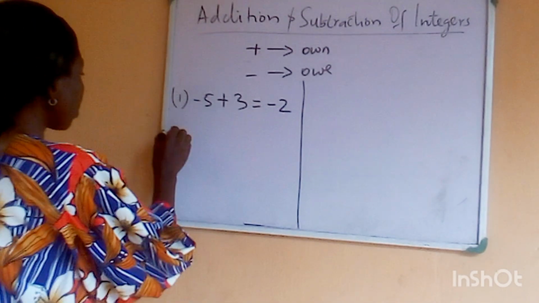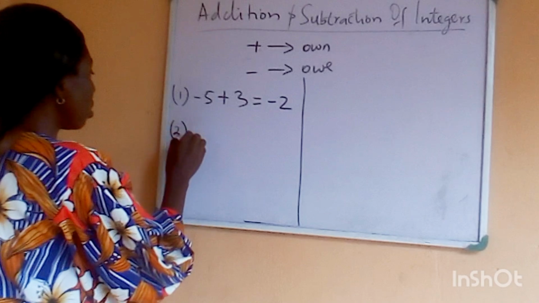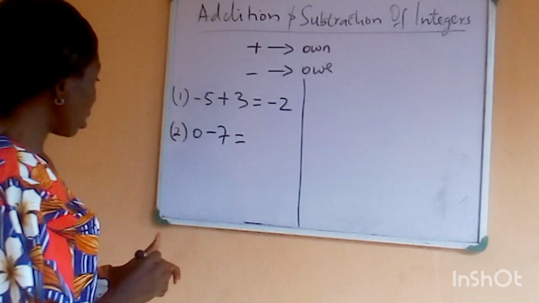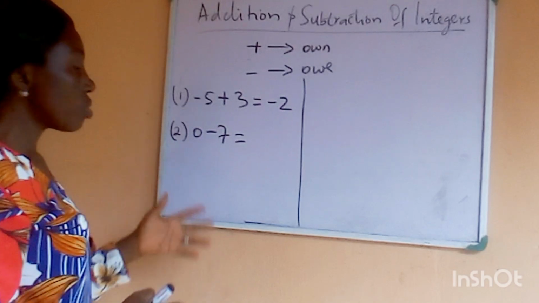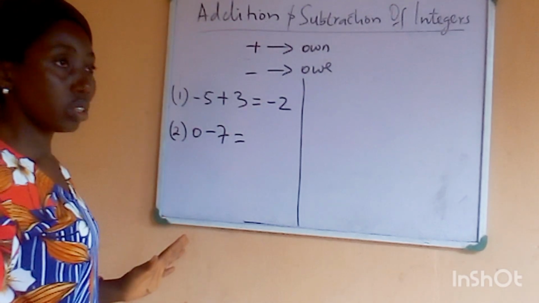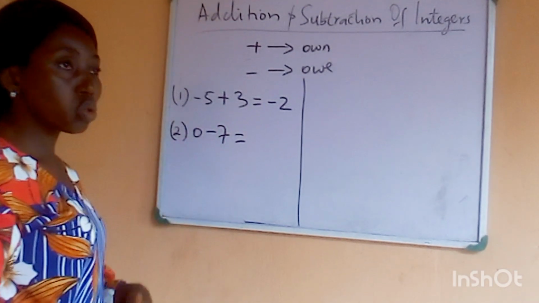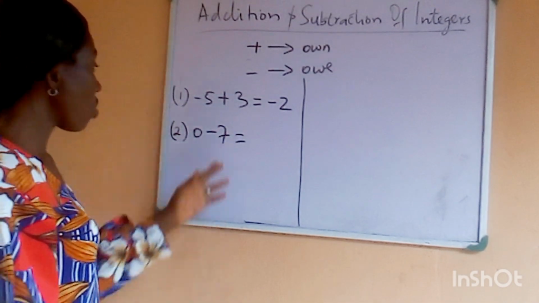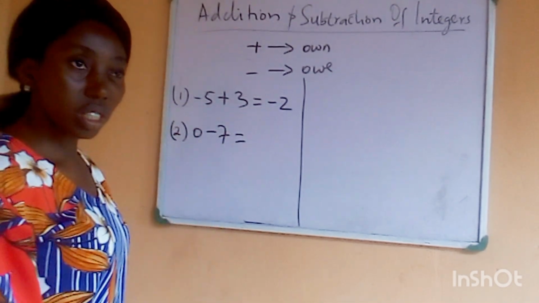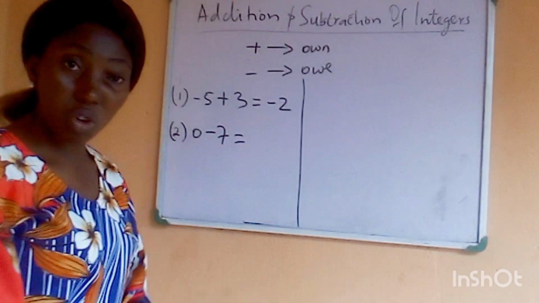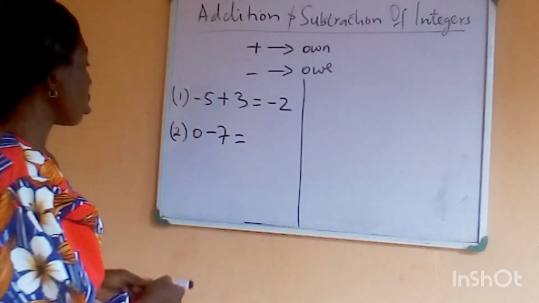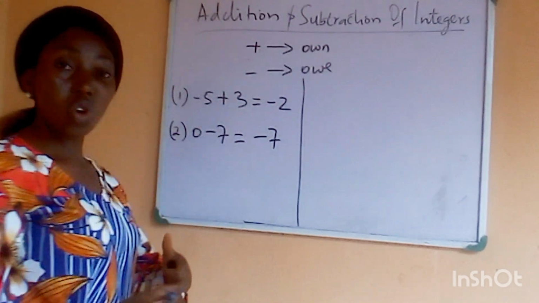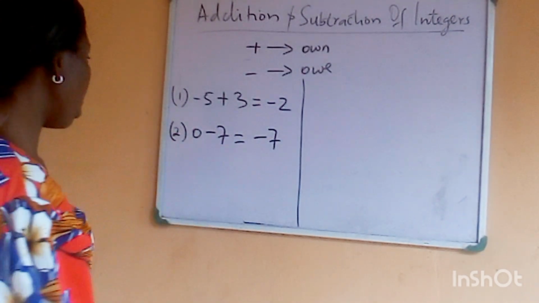Let's continue. If we have something like this, 0 minus 7, what is the meaning of this? 0 means you don't have anything. Now minus 7 shows you're owing somebody. Now assuming you don't have any orange and you're owing somebody 7 oranges, it shows you're still owing that person 7 oranges. So the answer is still minus 7.